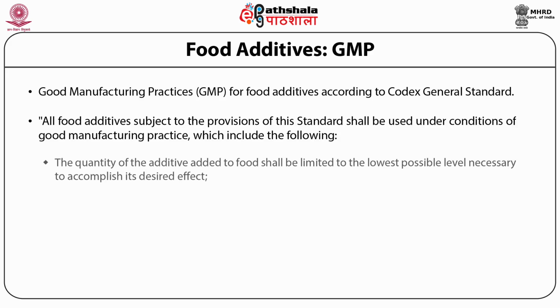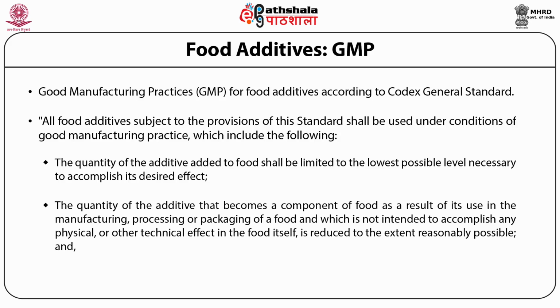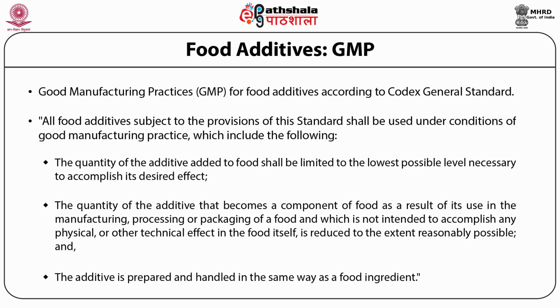The first one is the quantity of the additive added to food shall be limited to the lowest possible level necessary to accomplish its desired effect. Next is the quantity of the additive that becomes a component of food as a result of its use in the manufacturing, processing, or packaging of a food, and which is not intended to accomplish any physical or other technical effect in the food itself, is reduced to the extent reasonably possible. And finally, the additive is prepared and handled in the same way as a food ingredient.